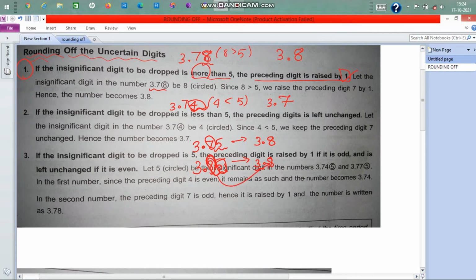But if the preceding digit is odd, then we are raising it by 1. Suppose we have 3.65, then it is rounded. If the digit to be dropped is 5, it is just 3.6 because the preceding digit is even. If 3.75 is given, then it is 3.8 because 7 is odd, so we raise it by 1. This rule is only applicable if the digit to be dropped is 5. Now let us see the next example.